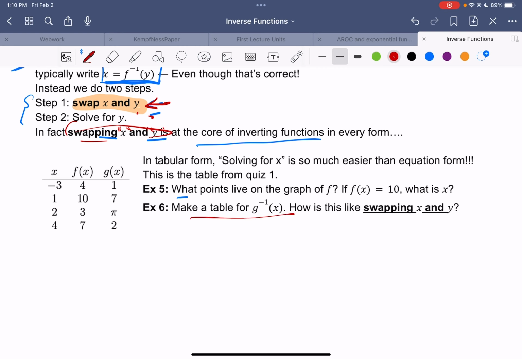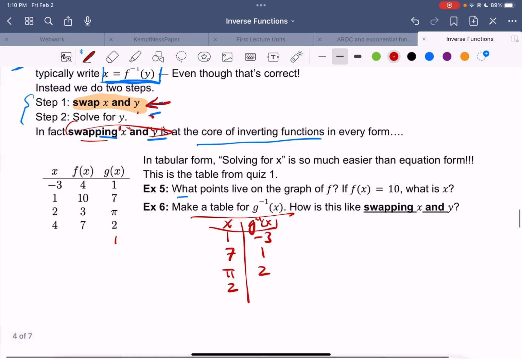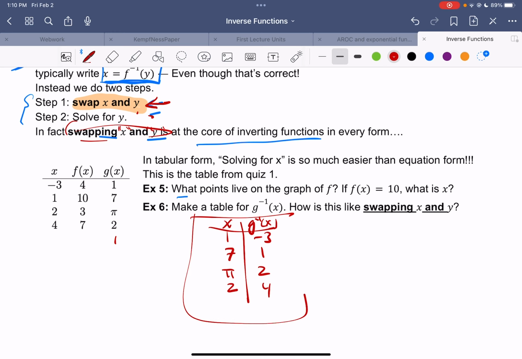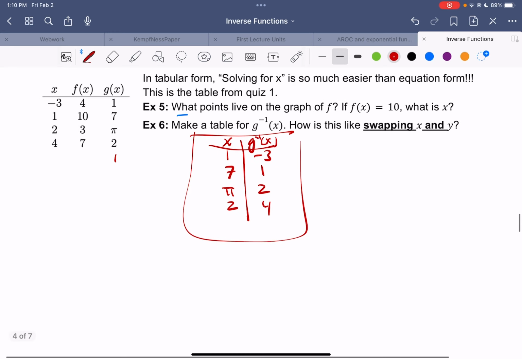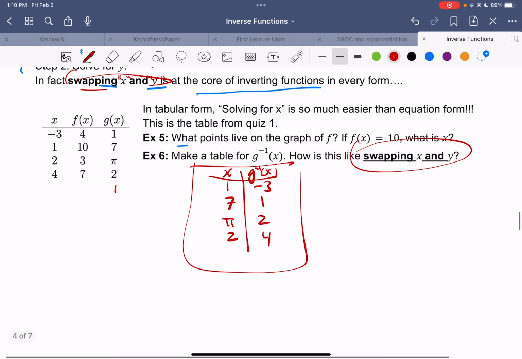So if I were to make a table for a G inverse, what does it look like? Well, I copy down this column here, so I have 1, 7, pi, 2, and that's x. That's what I get to plug in to G inverse. If I plug in 1, I get minus 3. If I plug in 7, I get 1. If I plug in pi, I get 2. And if I plug in 2, I get 4. This is my table for G inverse. I hope you can see how it's like swapping x and y. I just swapped these two things.